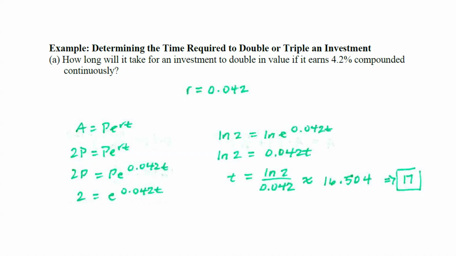So why did I use the natural log? Well, the natural log is the inverse of e to the power x. So it undoes the exponential, just like the square root undoes squaring. The natural log helped me here to get to t.